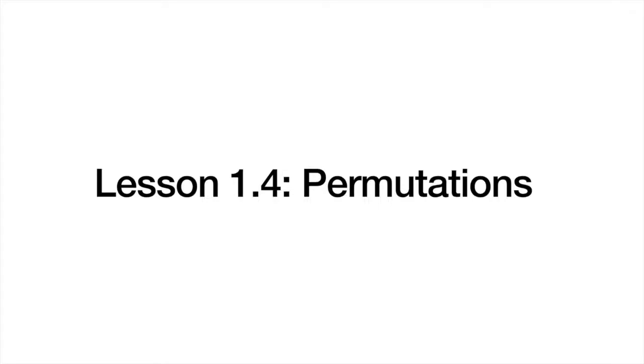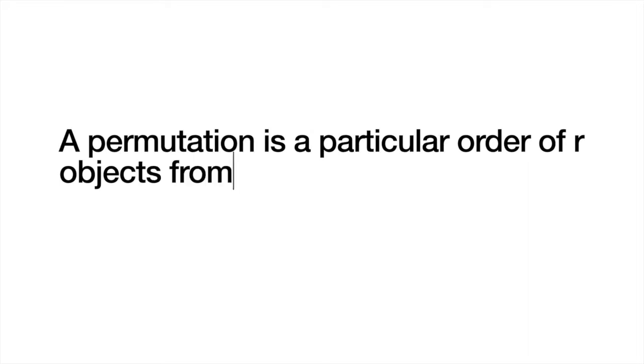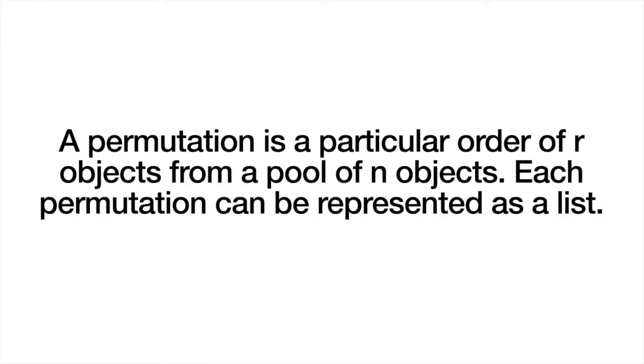Lesson 1.4, Permutations. What is a permutation? A permutation is a particular order of r objects from a pool of n objects. Each permutation can be represented as a list.